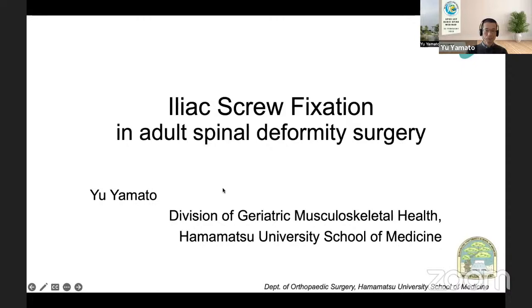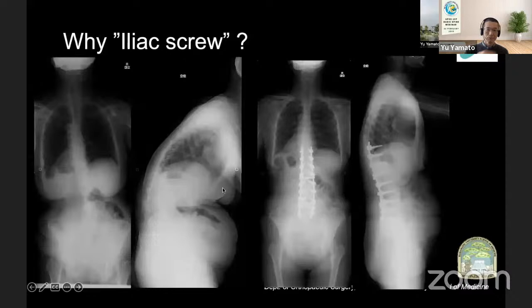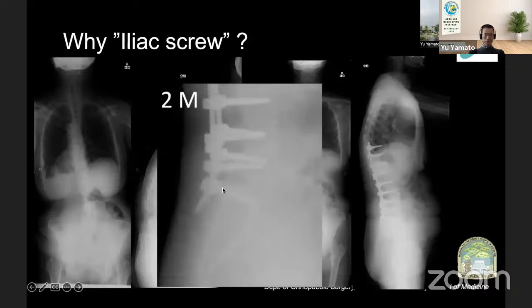Today, I'll talk about iliac screw fixation in adult spinal deformity surgery. Why do we need iliac screws? In this case, we performed corrective fusion from T10 to S1. Only 2 months later, S1 screw loosening happened and distal junctional kyphosis occurred. Adult spinal deformity requires strong pelvic anchors to correct the spinopelvic alignment and maintain it.